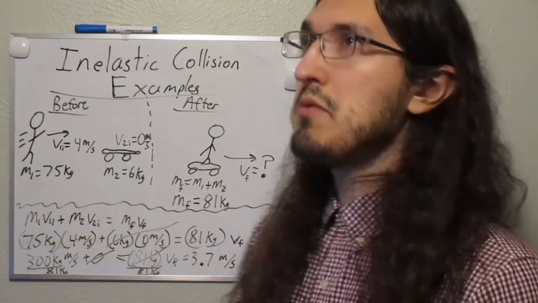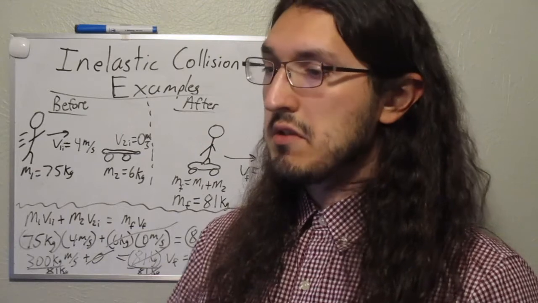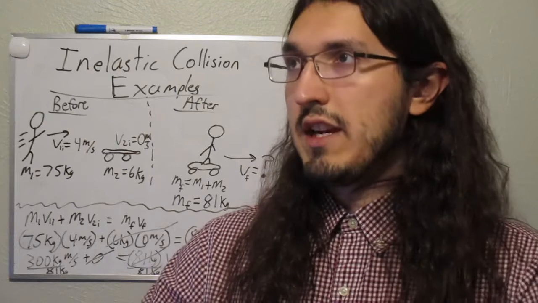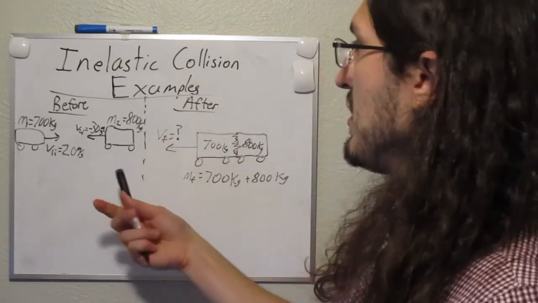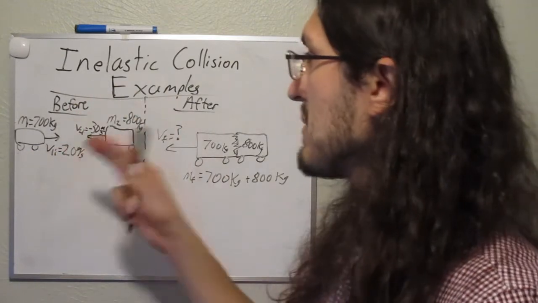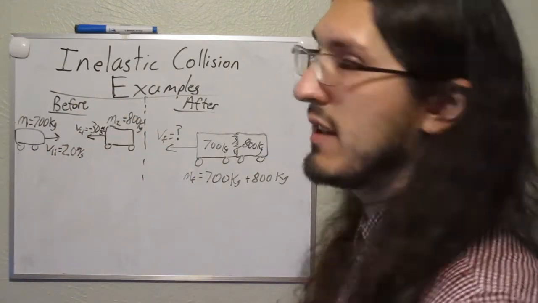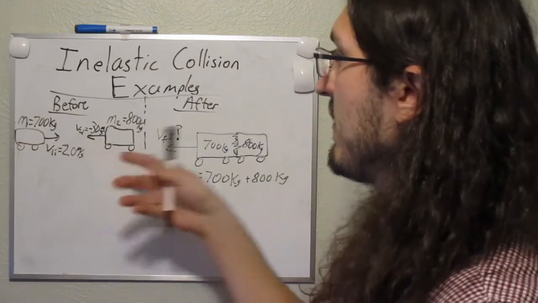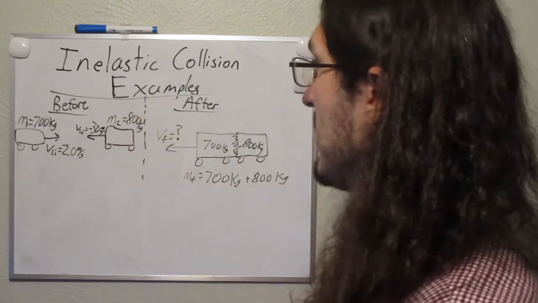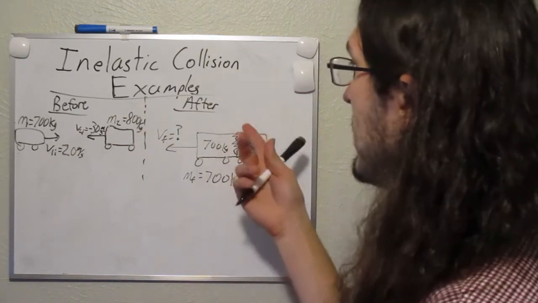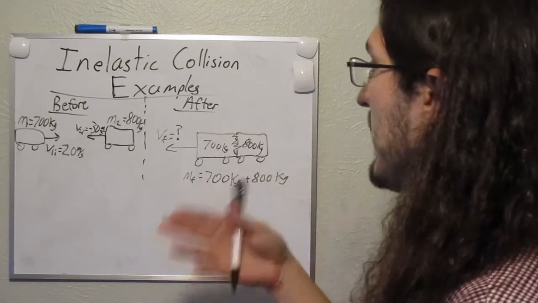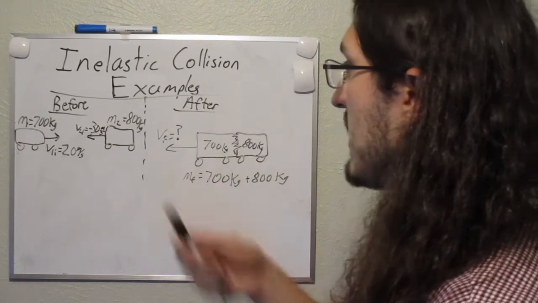I'm going to do one more example where, let's say there's two vehicles coming at each other, and they have a head-on collision. And then after that collision, they roll together. This is that car example where there's a head-on collision. The first vehicle has a mass of 700 kilograms and a velocity of 20 meters per second, and the other vehicle has a velocity of negative 30 meters per second because it's going the opposite direction, and it has a mass of 800 kilograms. After the collision, they get stuck together, so their combined mass is the final mass, and the final velocity is what we're trying to find.